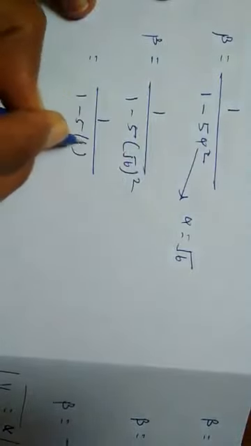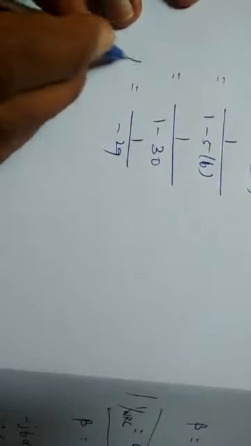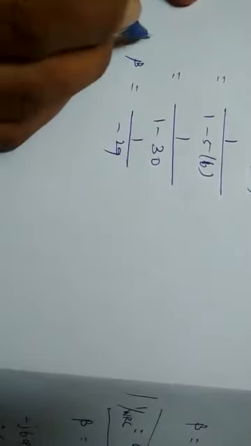So 1 divided by 1 minus 5 into 6. This will be 1 divided by 1 minus 30. This will be 1 divided by minus 29. This is beta. So we have derived a beta for this RC phase shift oscillator, which is equal to minus 1 by 29.